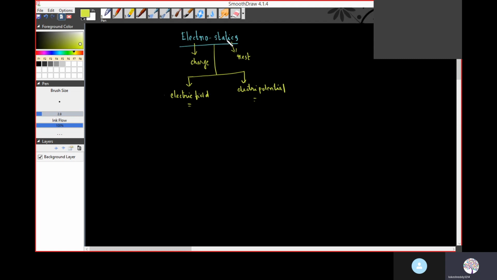Now, if the charge is moving, then we call it current electricity. When the charge is moving, it is current electricity. When it is at rest, then it is electrostatics.